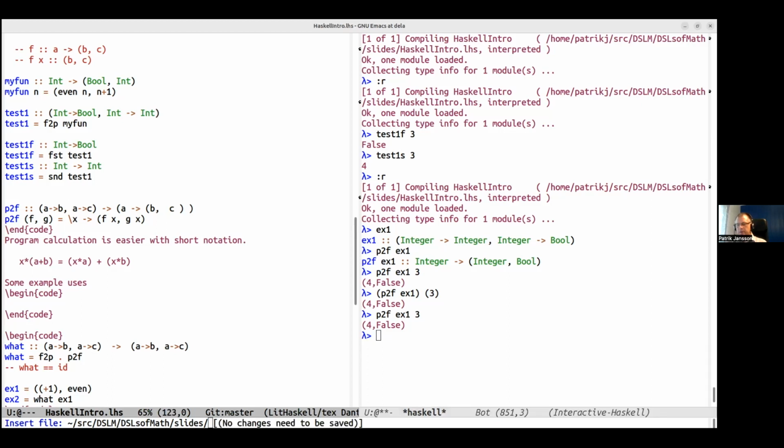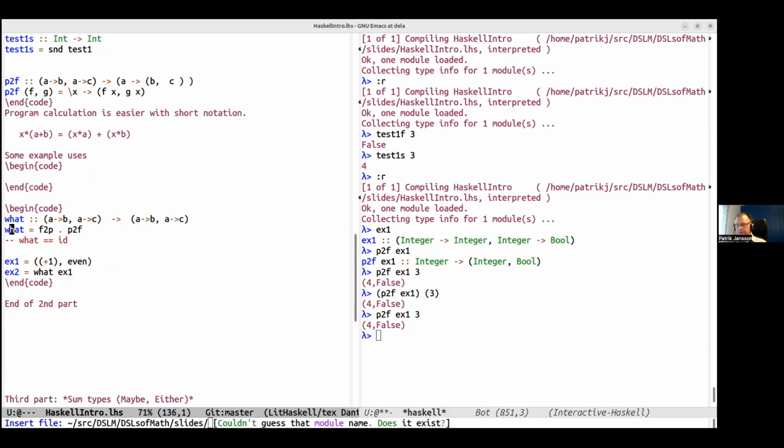Okay, and now the final step here I want to illustrate, which is also related to calculation, is that we can combine these two functions, P2F and F2P. So take a function, create a pair, take the pair and create a function again. So let's see. I said this the wrong way. So take P2F, which creates from a pair a function, and then F2P creates a pair again. So what on earth is this doing?